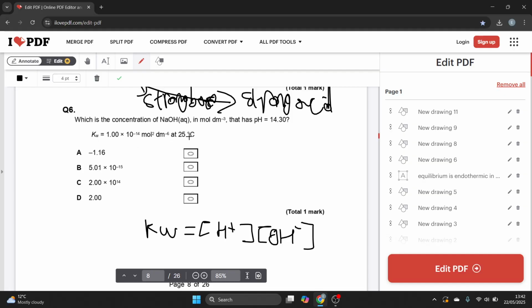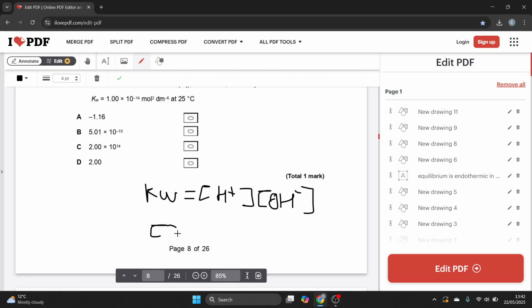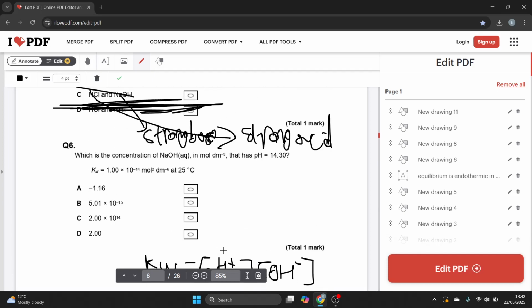So I want to work out the concentration of sodium hydroxide, so I want to work out the concentration of OH minus ions. Therefore, concentration of OH minus equals Kw divided by concentration H plus. Kw is that. Concentration H plus is 10 to the power minus pH.